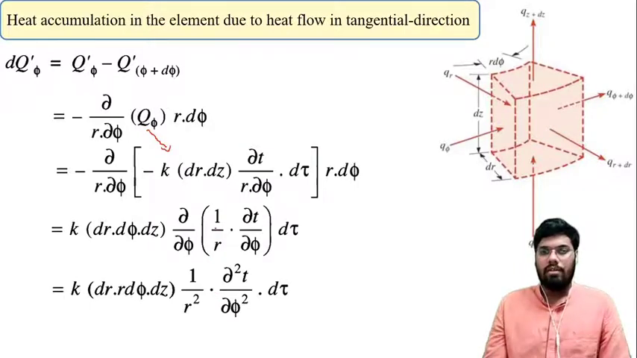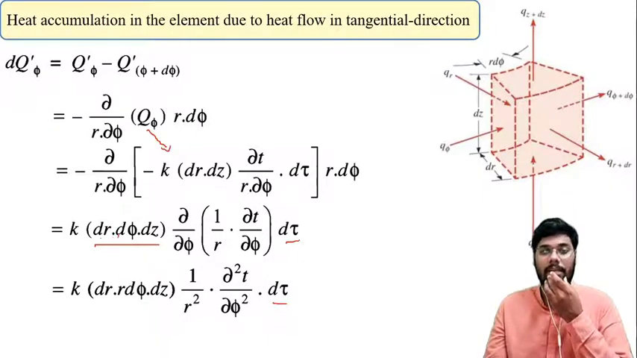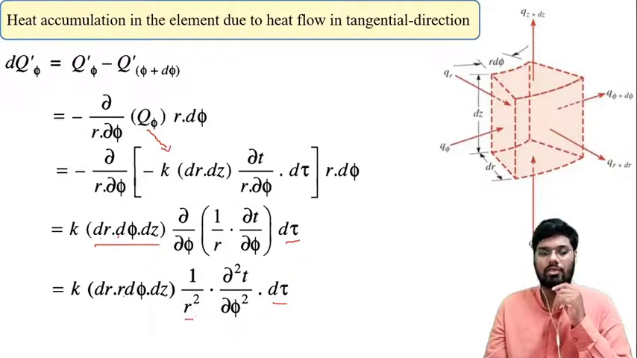This is already 1 upon del 2T by del phi square. This d tau will remain as it is. K, we need to convert this into a volume form, so we need to multiply by r. If you multiply by r, you have to divide by r, so it will become 1 upon r square. So this is the equation because of the flow of heat in the phi direction.